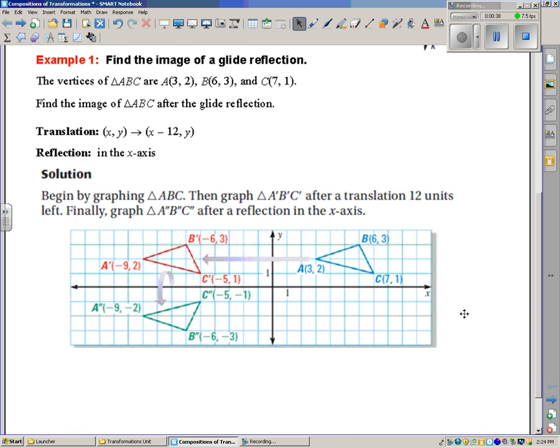Another example is triangle ABC. We are going to do a glide reflection, translating it 12 units to the left first, and then reflecting about the x-axis. So here we go from our blue triangle ABC to our red triangle ABC prime, where all of the x-coordinates are 12 less than what they were originally. And then we flip to the third quadrant here to our green triangle ABC double prime, where all of our y-coordinates are now the opposite of our ABC prime.